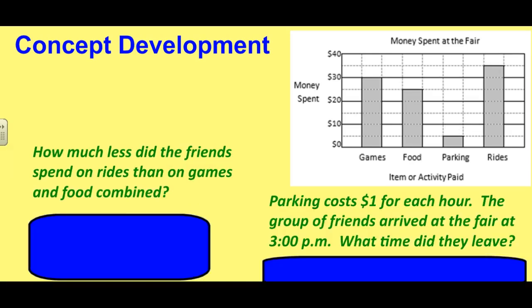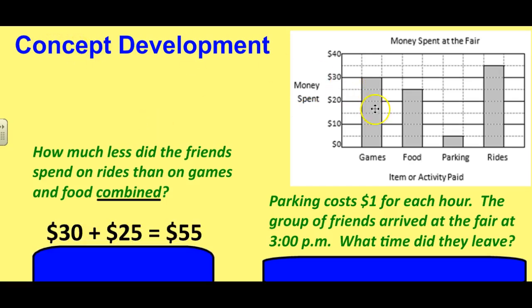Okay, looking at the same chart, we've got two different questions that we're going to look at now. This first one over here says, how much less did the friends spend on rides than on games and food combined? So here's this word right here, combined. This should be telling you right now that this is going to be a two-step problem because you're going to have to combine games and food before you subtract that from the rides. So go ahead and do that on your piece of paper.